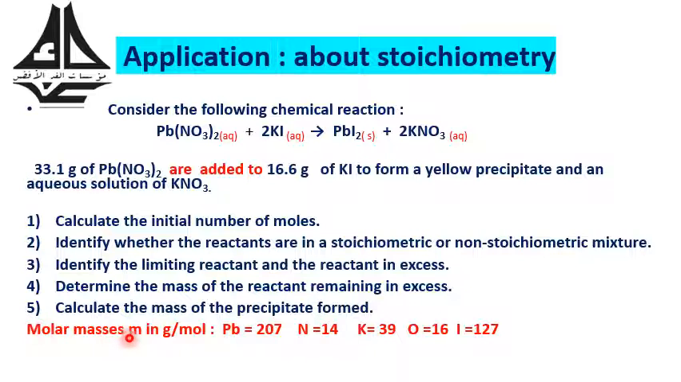Given the molar masses, capital M in gram per mole: for Pb it's 207, for nitrogen N it's 14, for potassium K it's 39, for oxygen O it's 16, for iodine I it's 127. Answers.